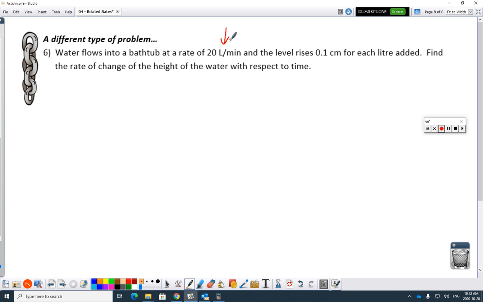This is the water flowing in at a rate of 20 liters per minute. So it's the change of the volume of water over time. We call that dV/dt. Next, they said the level is rising 0.1 centimeters for each liter added. This is dH/dV.